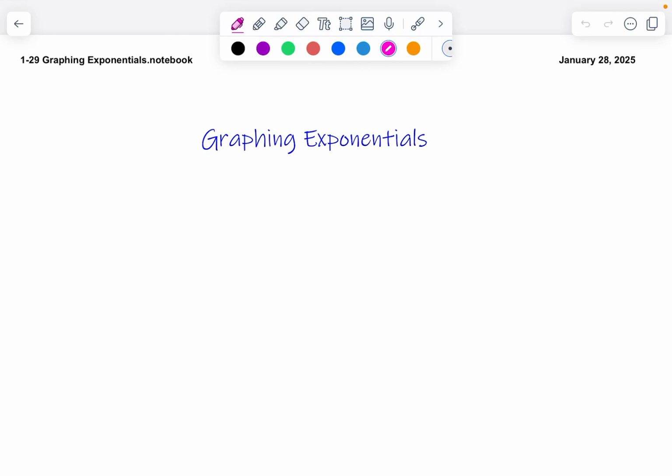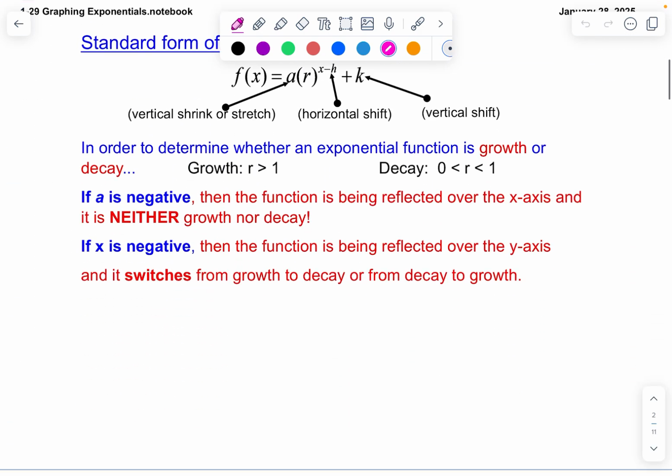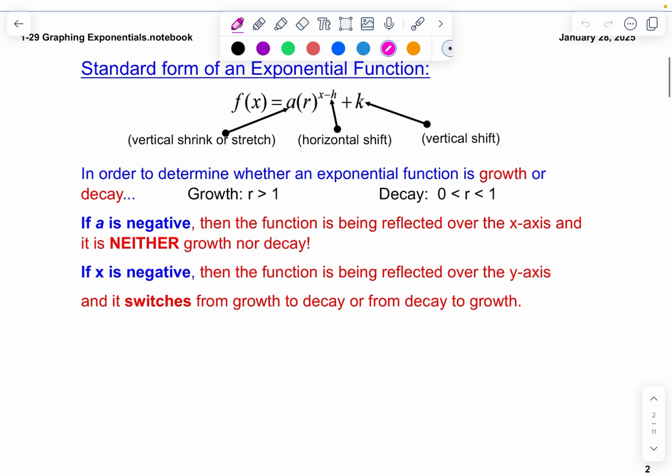Today we're going to be talking about graphing exponentials. Just to review, the standard form of an exponential is f of x equals a times r, which is your base, raised to the x minus h, plus k. And the a, the h, and the k are the same thing they have been since we started talking about the characteristics of functions. A is your vertical shrink or stretch. H is your horizontal shift left or right. K is your vertical shift up or down.